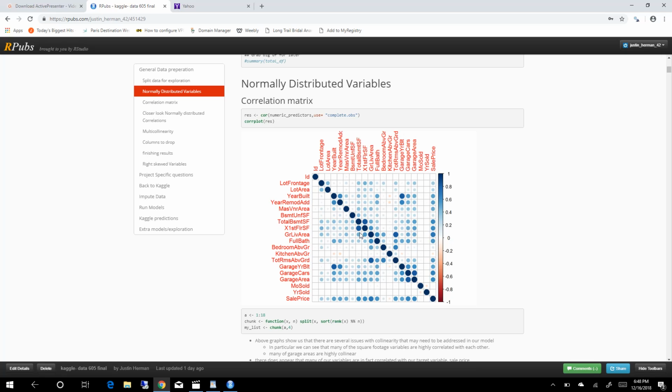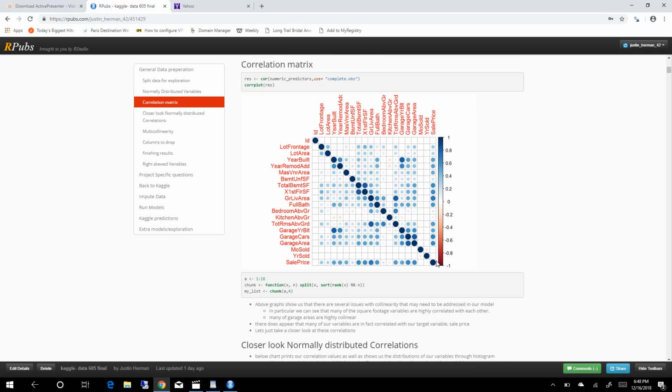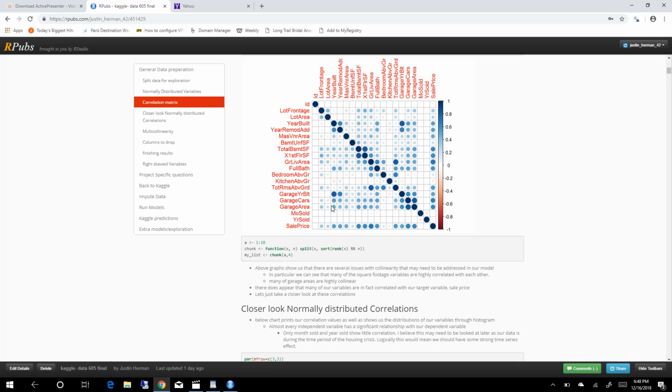This was our correlation plot. You can see that there does seem to be a lot of multicollinearity issues that may be arising between the independent variables. But it does look like our dependent variable, sale price, has a lot of good correlations with a lot of these independent variables.